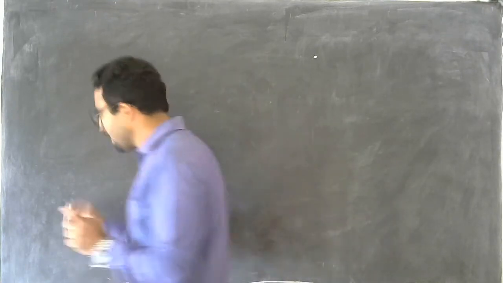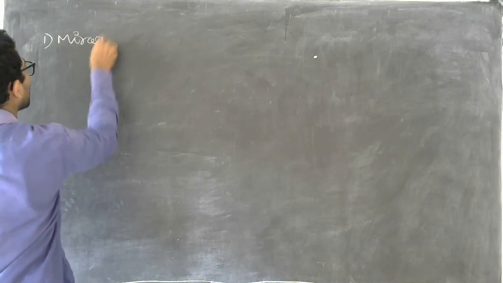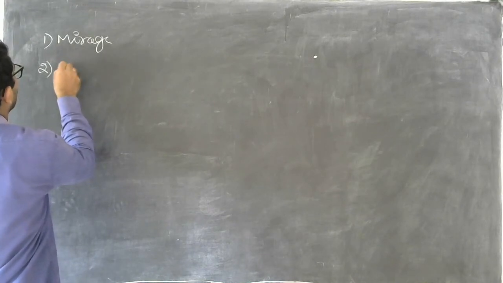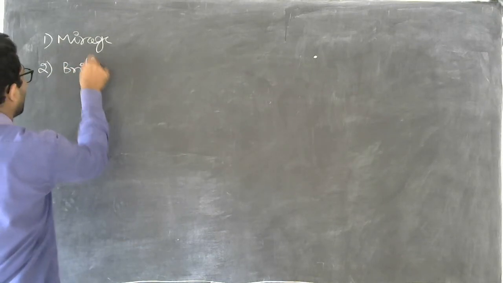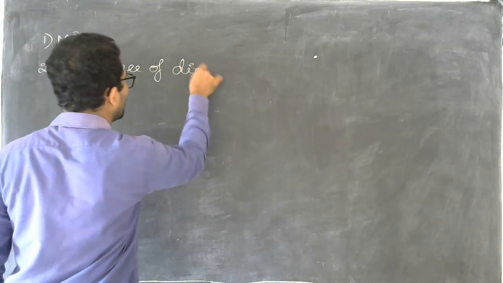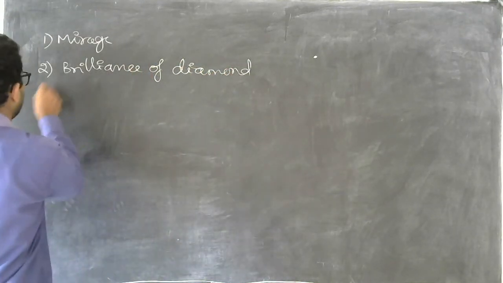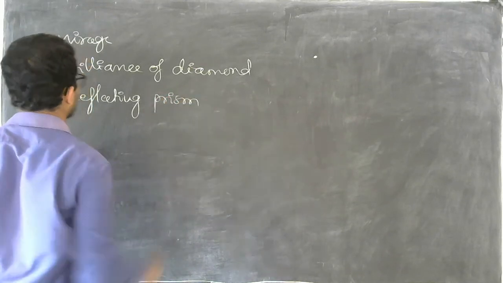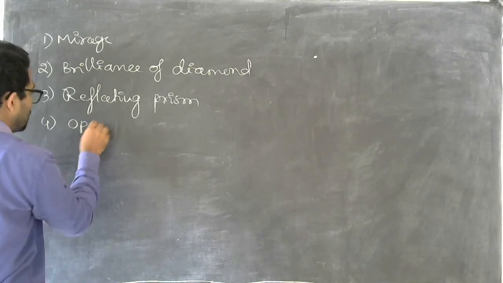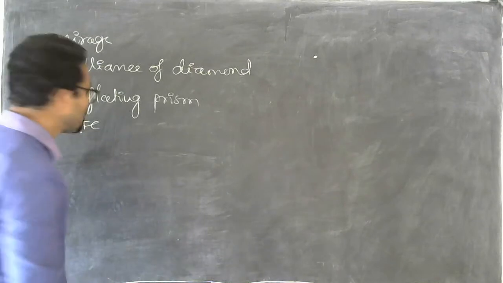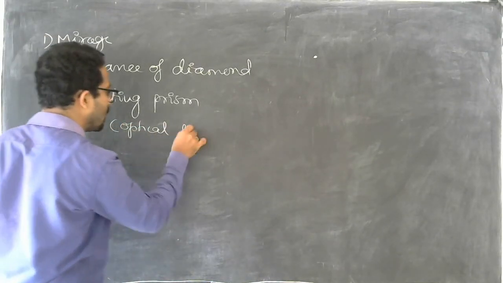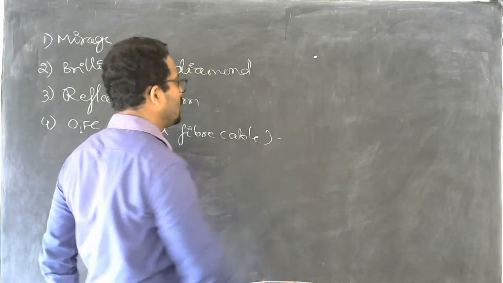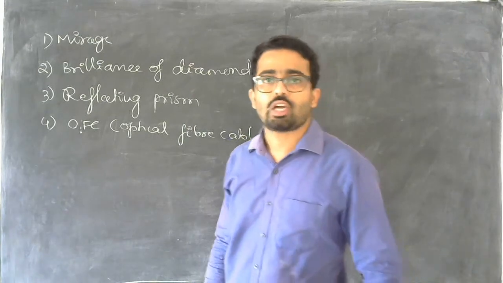So the first one is mirage. Second one is reflecting prisms. Or you can write brilliance of diamond. We all saw the diamond. Third one is reflecting prisms. Fourth one is optical fiber cables. Simply it is called OFC. OFC means optical fiber cable. It is simply called OFC. So in this, the total internal reflection concept is used.